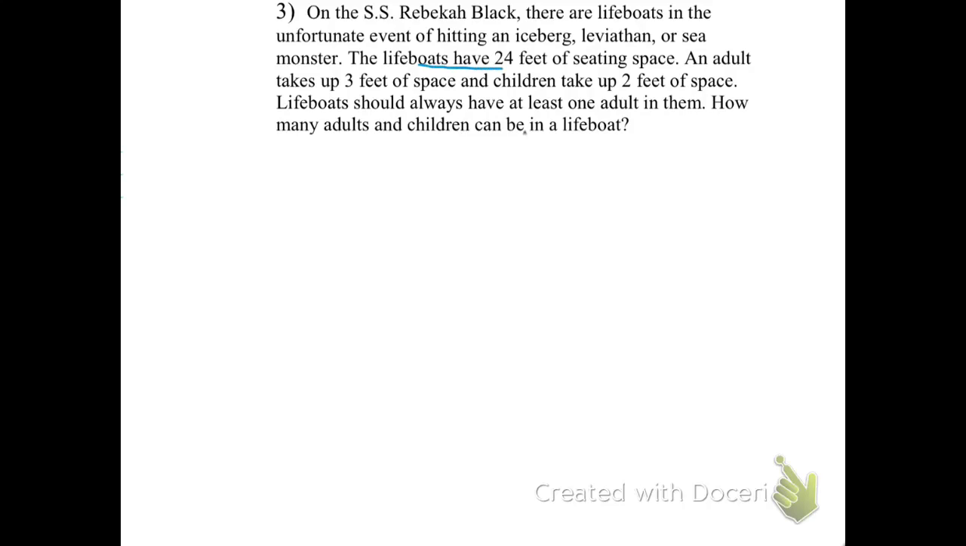The lifeboats here have 24 feet of space. That's a restriction. Okay, so we're going to get 24. And what takes up the space? You'll put that over here. Okay, 24, you want less than or equal to, because you can't use up more space than there is available. So this here is how much space is being taken up. That has to be less than or equal to 24.